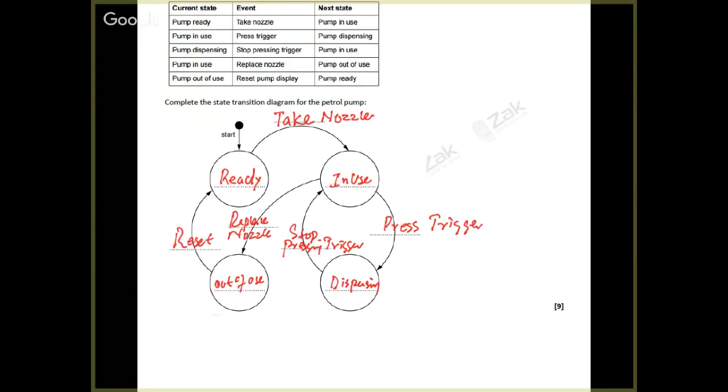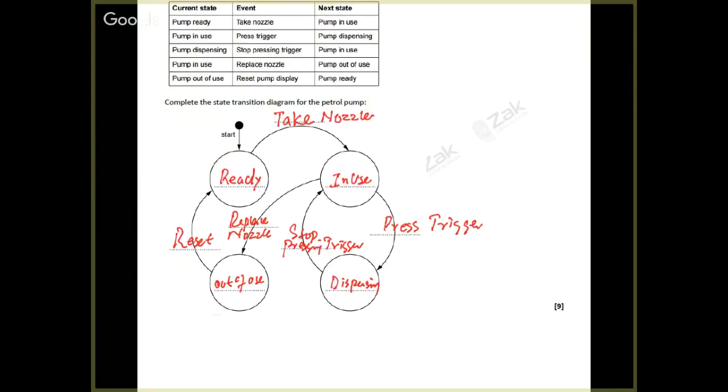Now, how would you know out of so many things where to put what? So it's a simple rule. It starts from line one: pump ready, take nozzle, pump in use. Pump in use, press trigger, pump dispensing. Pump dispensing, stop pressing trigger, pump in use.